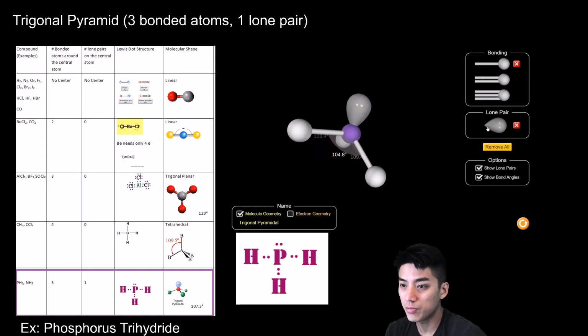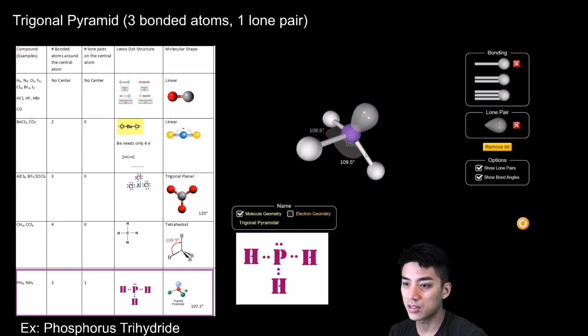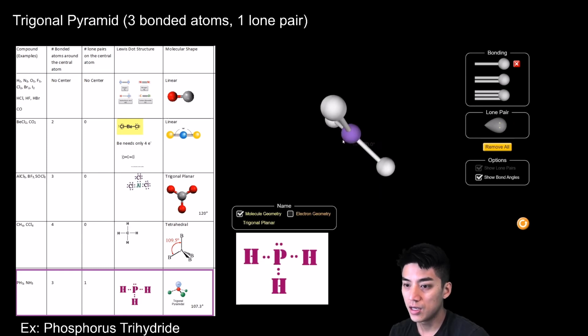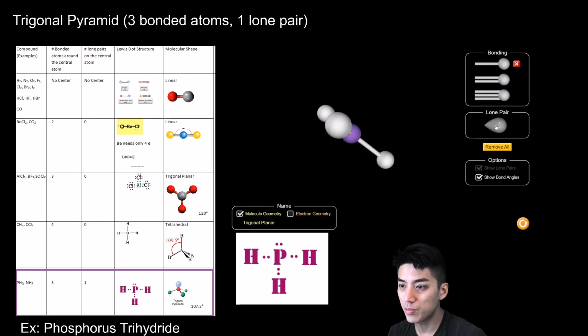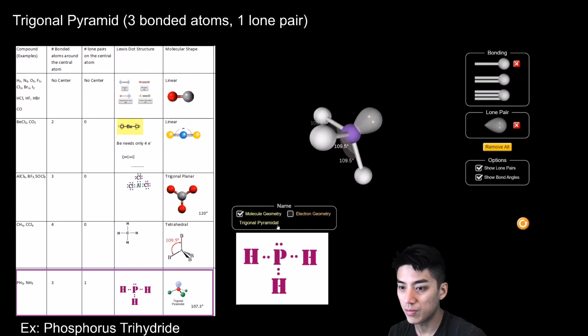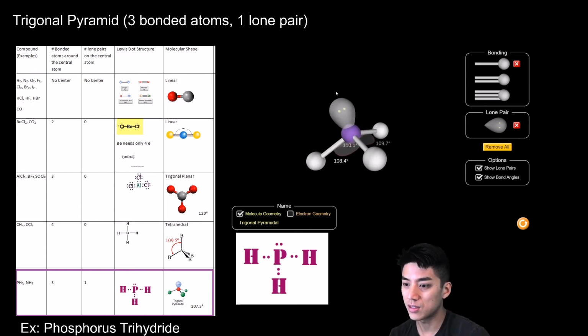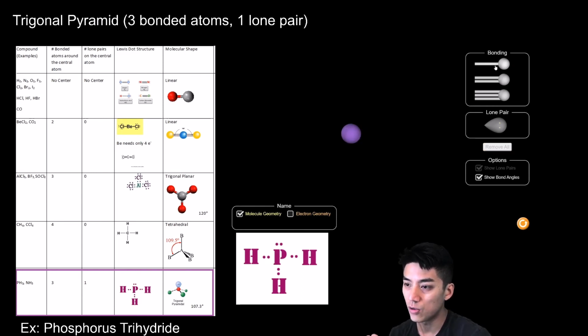Now if I take away the lone pair, it becomes a plane. Okay, if I add in the lone pair, this is still a trigonal pyramid, because you can see the base looks like a pyramid. Take away the lone pair, look at the geometry, it says trigonal planar. So these 3 bonded atoms are in the same plane. But once you throw in the lone pair again, it becomes trigonal pyramid. So those are the slight differences between trigonal planar and trigonal pyramid.